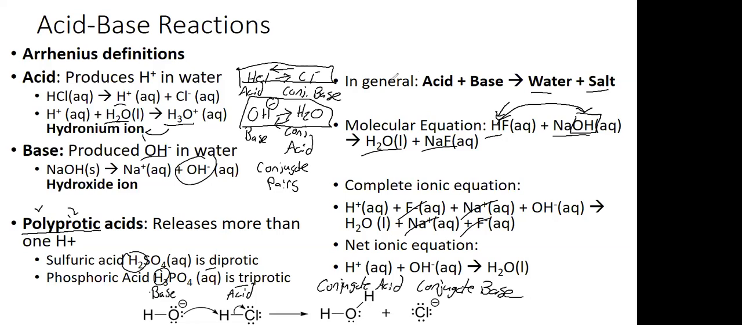An acid turns into a conjugate base, as shown right there. It loses its proton and creates a base. We call that a conjugate base. A base gains a proton, and we call that a conjugate acid.